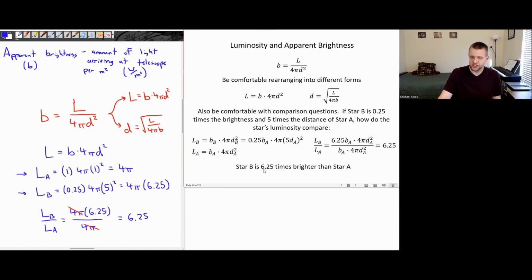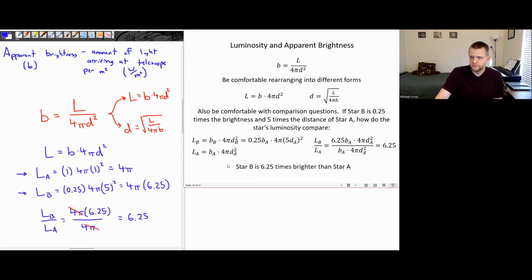Star B is 6.25 times as luminous as star A. Because again, the thing that we were comparing was the luminosity, not the intrinsic brightness of the star. I think I'll correct this and change this to luminosity before I actually post these notes. So it should be star B is 6.25 times as luminous as star A.